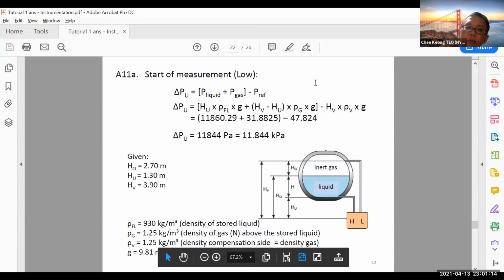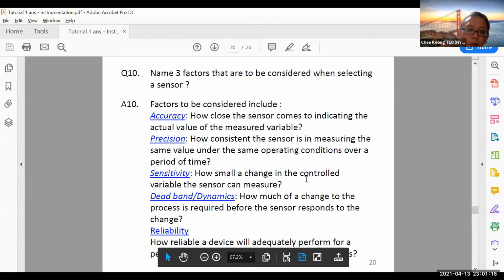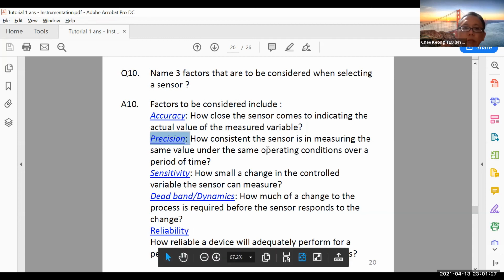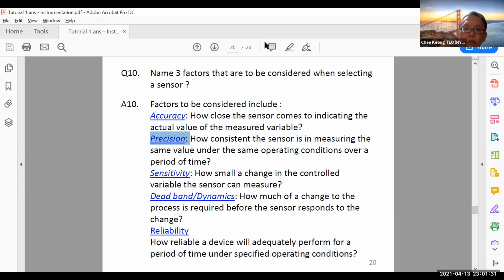So the factors to consider when looking at a sensor are accuracy. This one you can find in your detail write-up in your lecture notes. So precision, sensitivity, dead band, and reliability. I shall not go through it. You can read it yourself. It is self-explanatory. So question 10 is pretty straightforward.